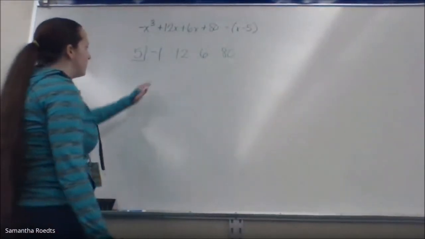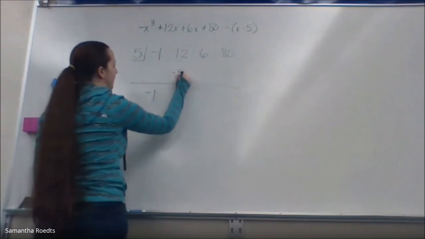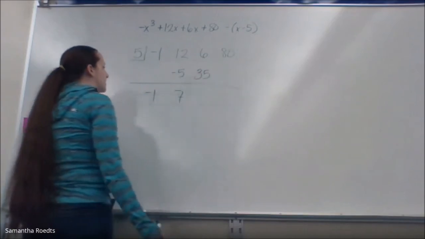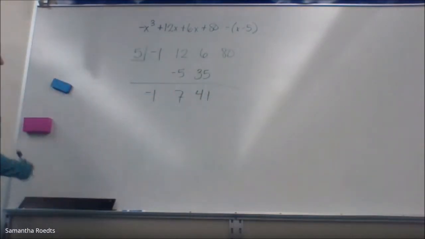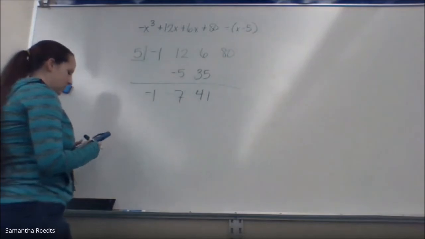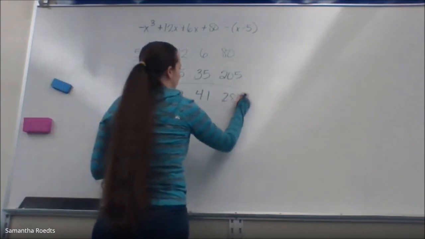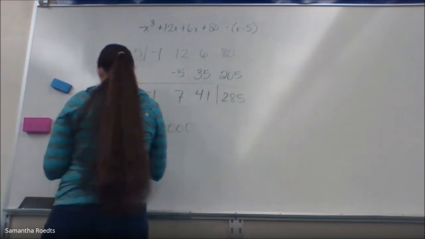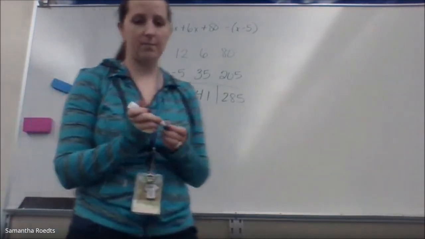All right, so when I do this, I'm dividing by 5. -1 times 5 is -5. 12 plus -5 is 7. 7 times 5 is 35. 35 plus 6 is 41. And then 41 times 5 is 205. Plus 80 is 285. So 285,000. Okay, remember because they said that the original problem was in thousands, 285,000.